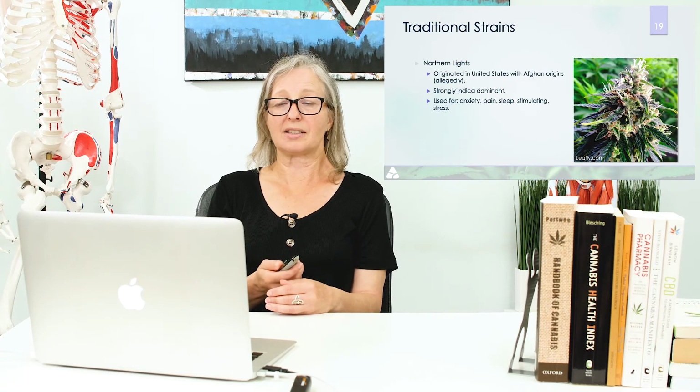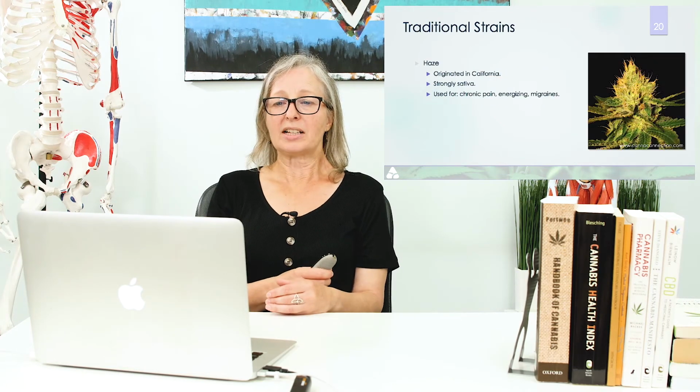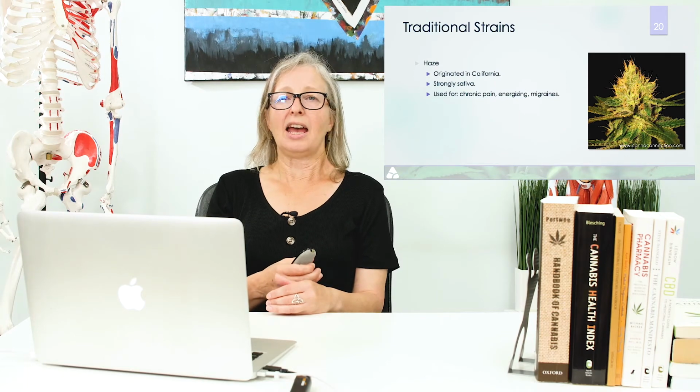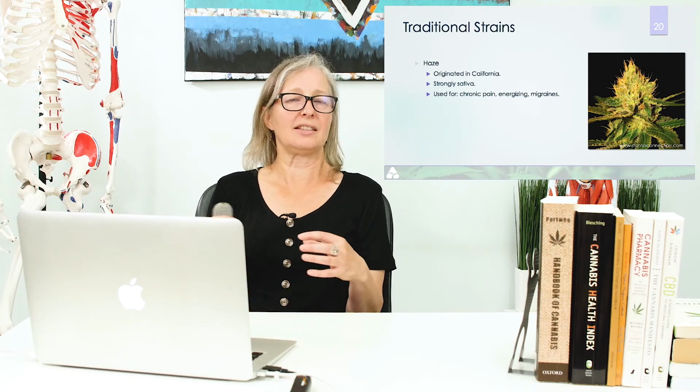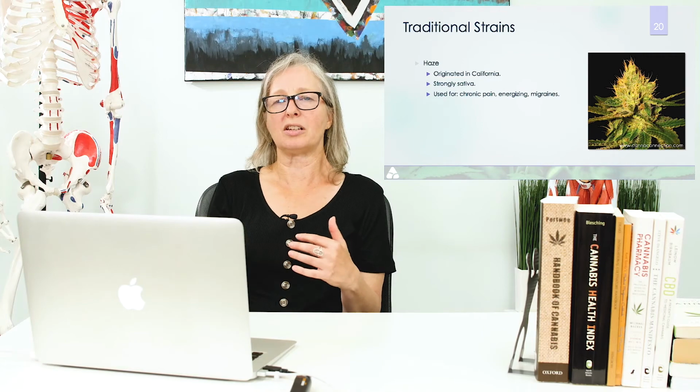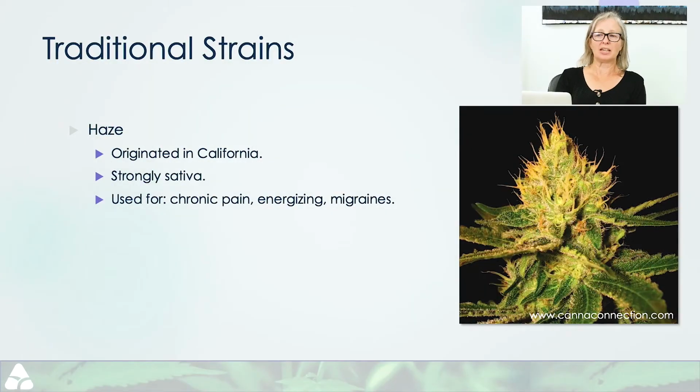That's Northern Lights. Our next one is called Haze, and this might have just Haze in the name, so there might be a lot of different strains out there that have the name Haze in there. This one originated in California. This is a strongly sativa strain, so again, used for more daytime use, very uplifting. It helps with chronic pain.